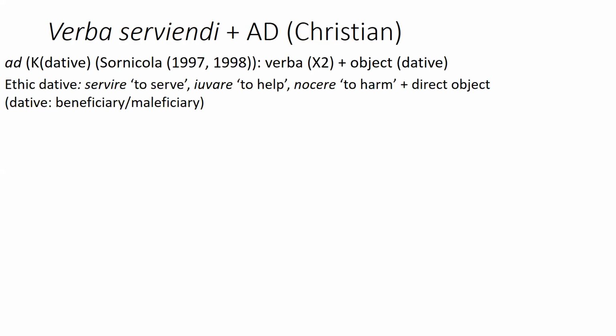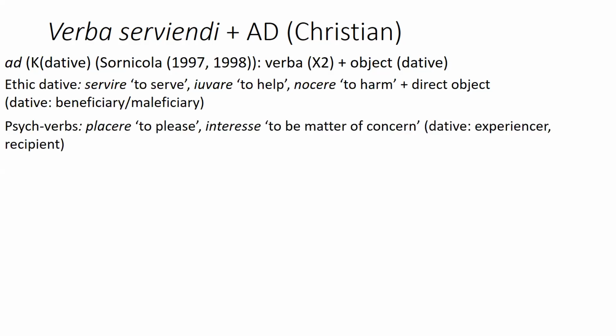These verbs select a direct object because these are two-place predicates. And the dative here tends to denote semantic roles such as beneficiary or maleficiary, because you are serving or helping or harming someone. It's this kind of verbal semantics. Also, psych verbs like placere, interesse, or many impersonal psych verbs also select dative, which denotes some experiencer, recipient, etc. All right, so these dative objects, being arguments of two-place verbs, should be analyzed within a formal grammatical framework as direct objects.